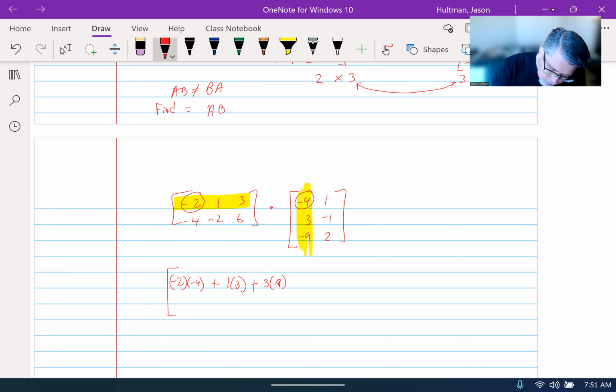Okay, let's go to the second row, first column. Second row, first column. That's going to be located right down here. So that's -4 times -4. Okay. And then -2 times 3. And then this is 6 and -9.